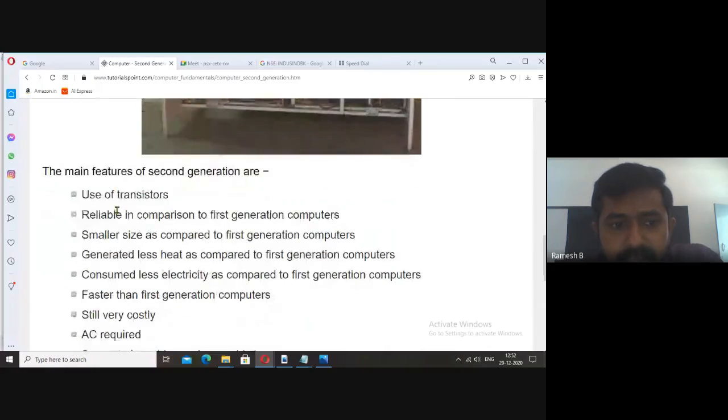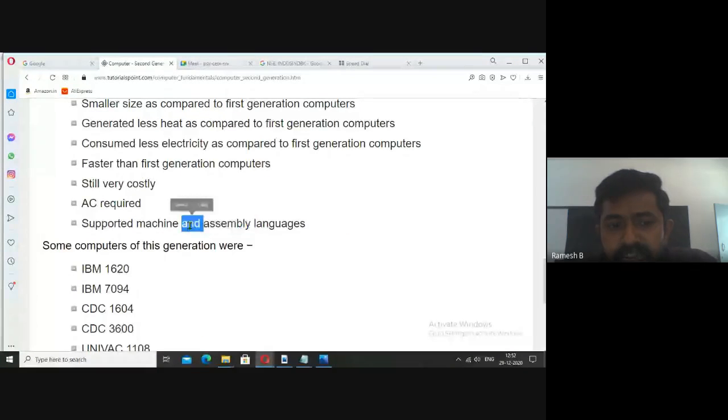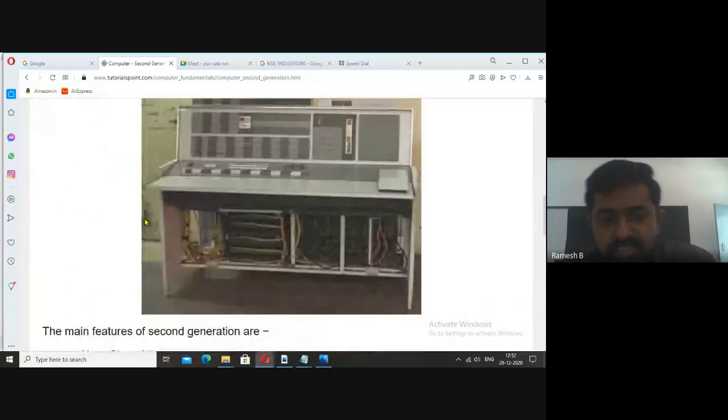They are reliable as compared to first generation computers. Similarly, they are small in size, and they generate very little heat. They consume less electricity and they are faster. They are very costly. They require AC. They operated only on machine level and assembly level languages. That's about the second generation computers.